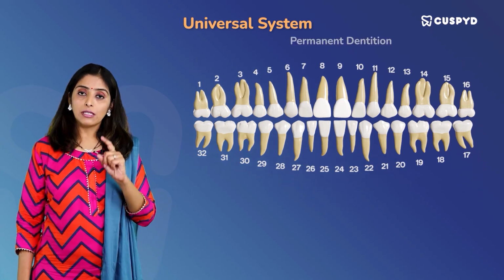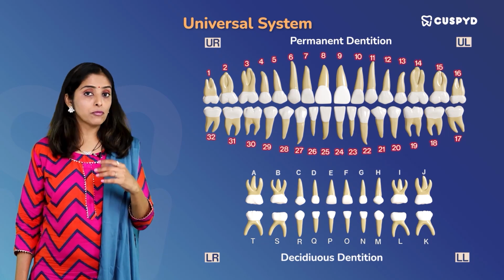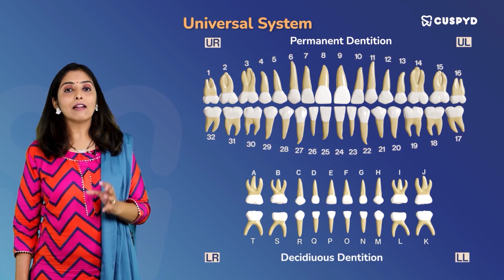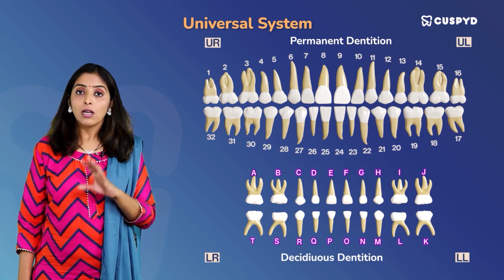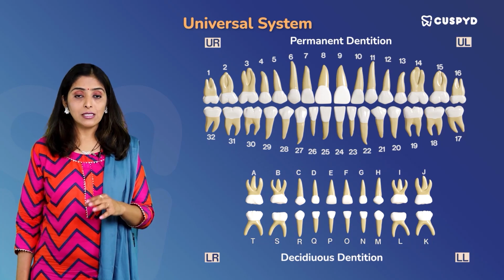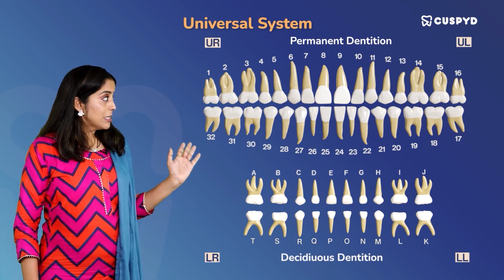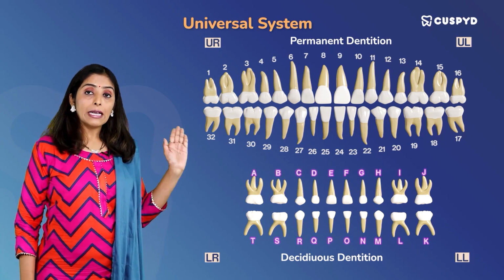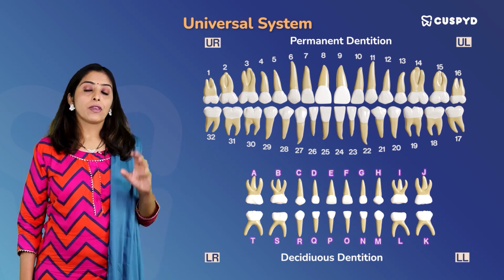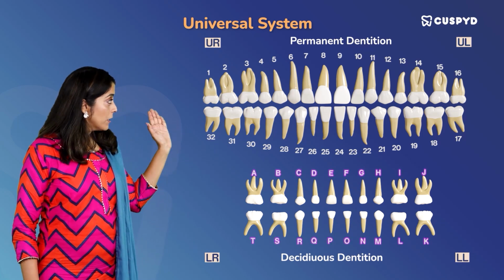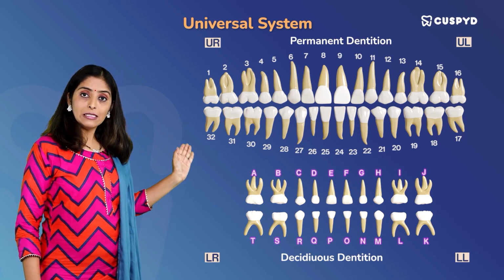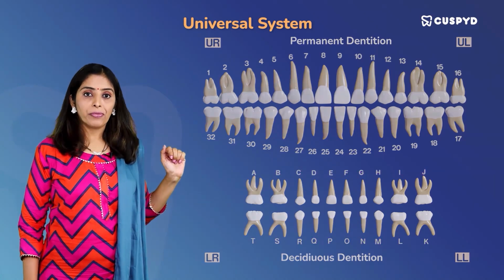They have used numbers for the permanent dentition and alphabets for the deciduous dentition, but the pattern of numbering is the same. For the deciduous dentition, the letters A to T have been used, starting from the upper right quadrant and ending in the lower right quadrant.